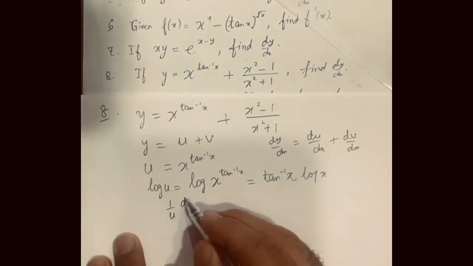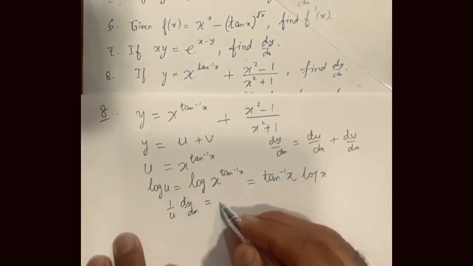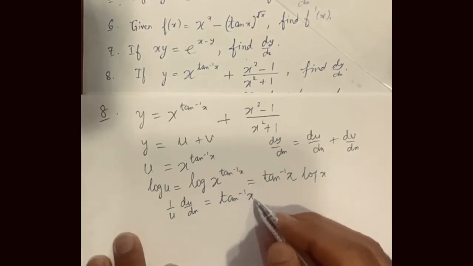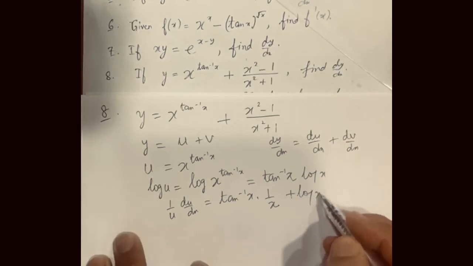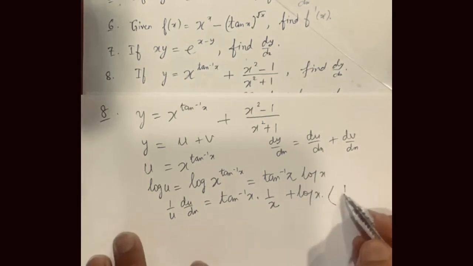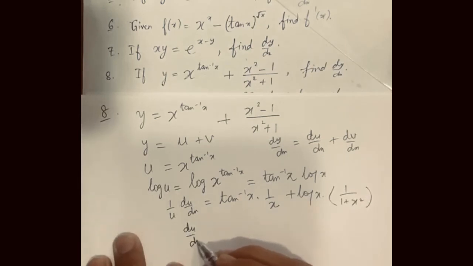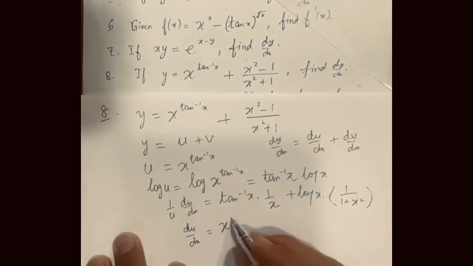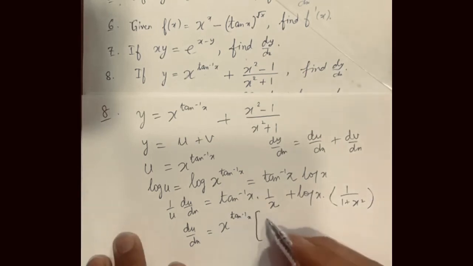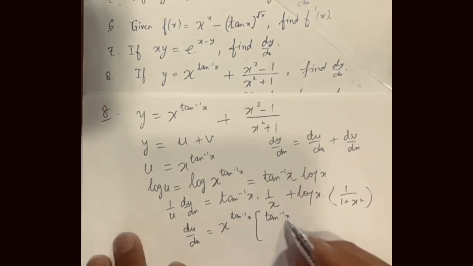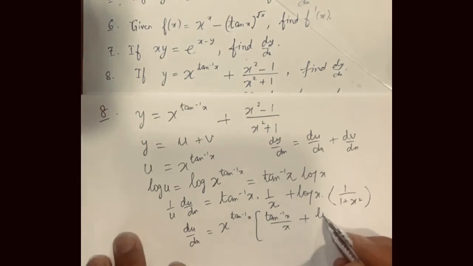Differentiating, 1 by u into du by dx. This is tan inverse of x into derivative of log x plus log x into derivative of tan inverse of x, which is 1 upon 1 plus x square. This gives us du by dx equal to u times, that is x raised to tan inverse of x times, tan inverse of x upon x plus log x upon 1 plus x square.